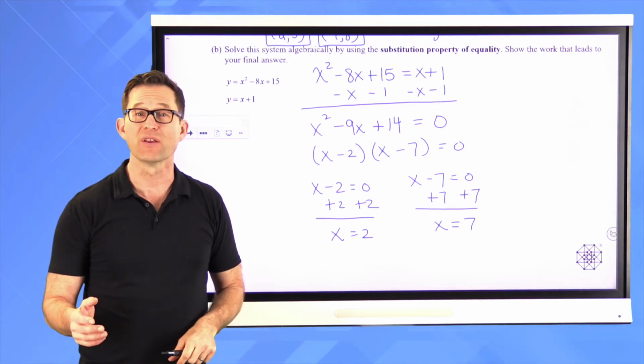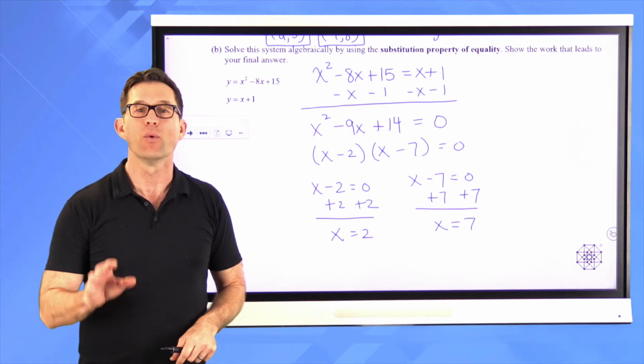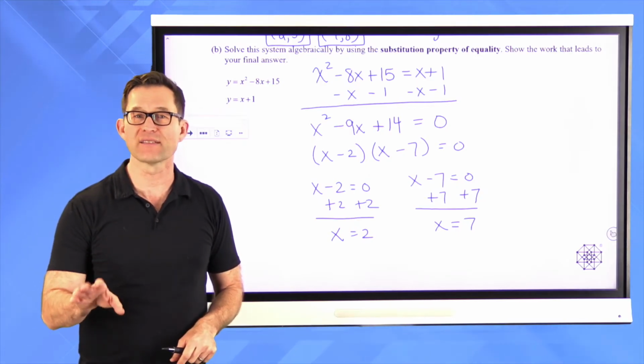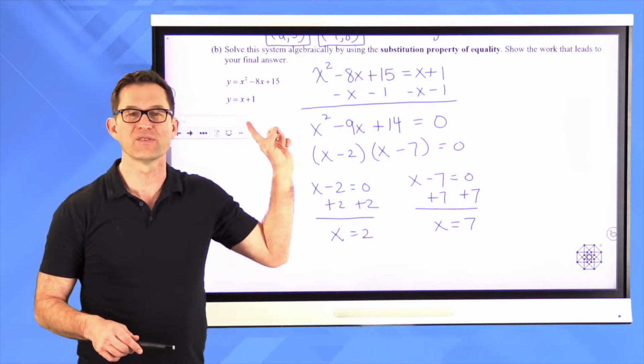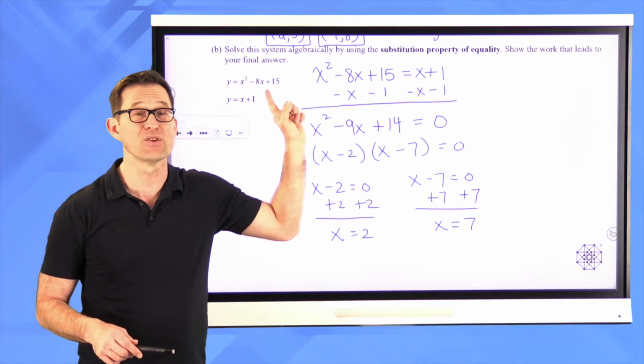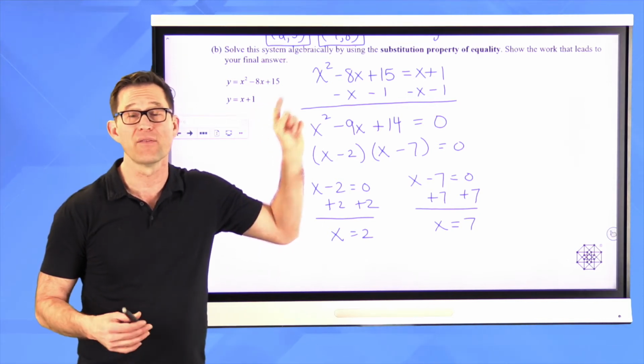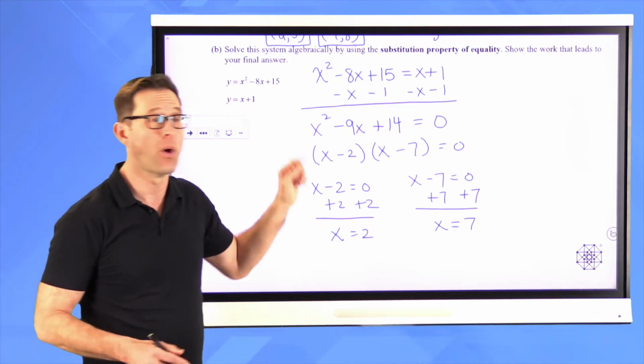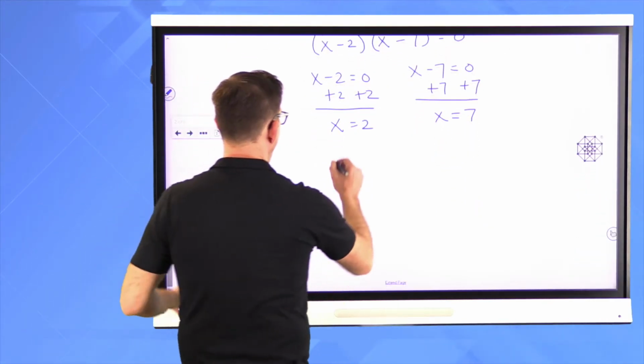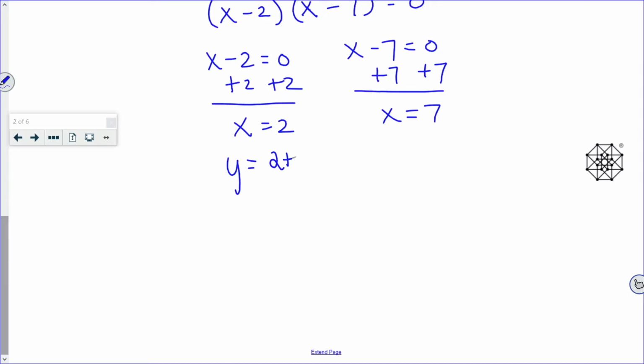Whichever one seems easier to you, that's the one you should use. Again, this one's the much easier one to use, unless you really want to square it, multiply it by -8 and add 15. I'm just going to add 1 to each one of them. So y is equal to 2 plus 1, so y is equal to 3, giving me the coordinate point 2, 3.